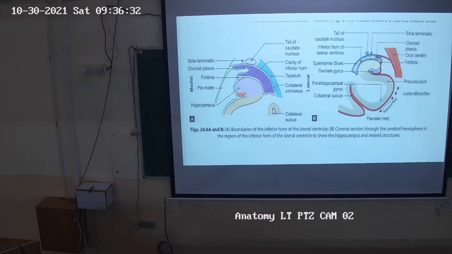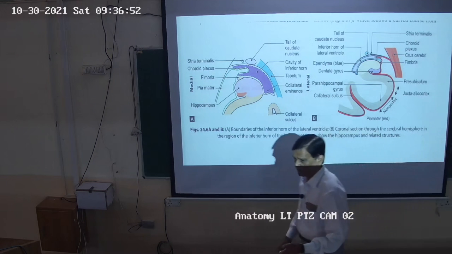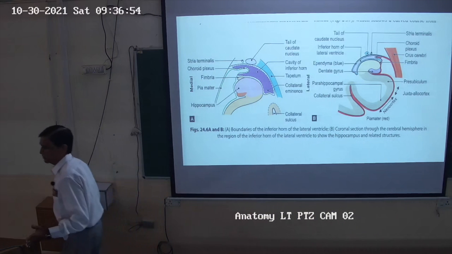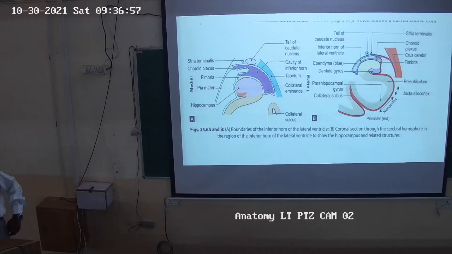Now see the inferior horn of the lateral ventricle. The inferior horn is the projection of the lateral ventricle from its body posteriorly. It is an extension from the posterior part of the body, passing downward and forward and coming into the temporal lobe. Look at this diagram. This is the floor of the inferior horn. The floor of the inferior horn is formed by the hippocampus.